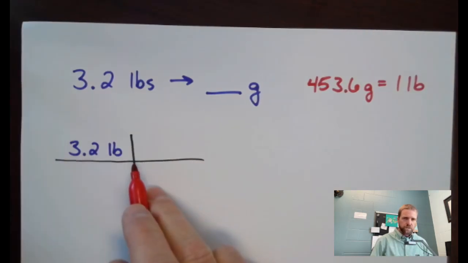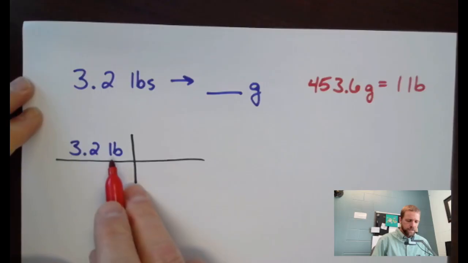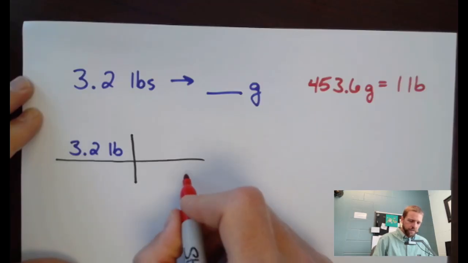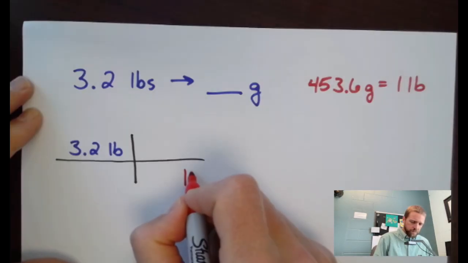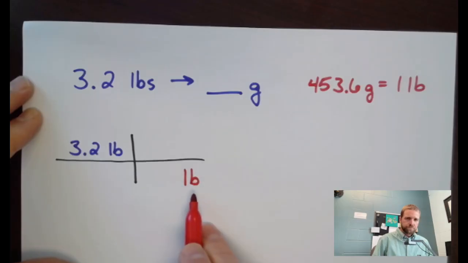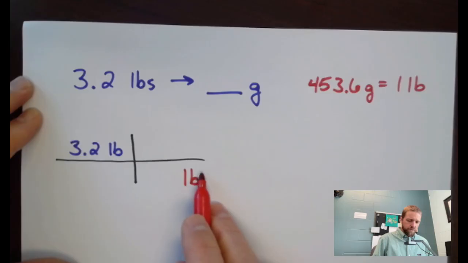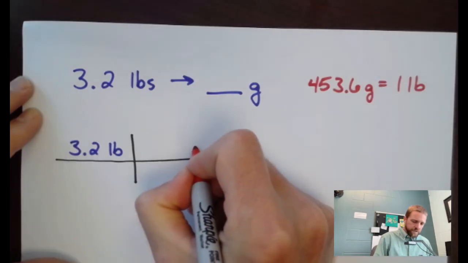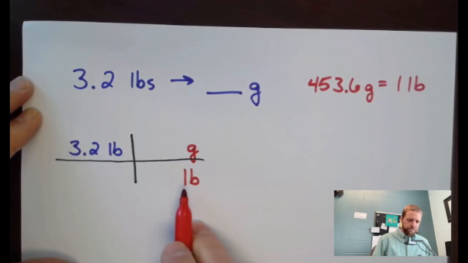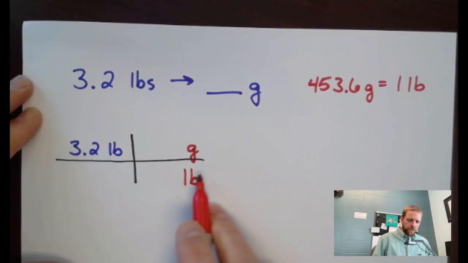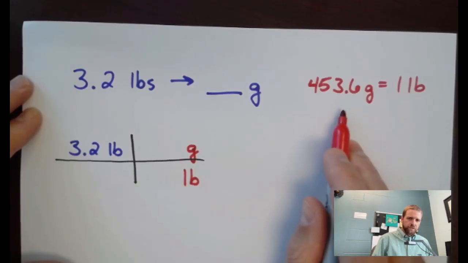Okay, so first, let's fill in the units. So if you see, I have pounds in the numerator. That means over here, I want pounds in the denominator. So let me write down pound. Okay, and then what I want is grams. So that means I want grams in the numerator. Okay. And now we look over at our conversion factor and we fill in the numbers.